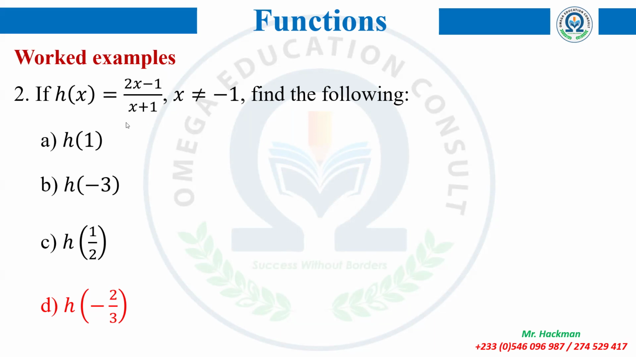You can see that the previous functions that we worked with and evaluated were only polynomial functions. But this time around, we have a rational function. Don't get it twisted. You know rational numbers, is that not it? What is a rational number?